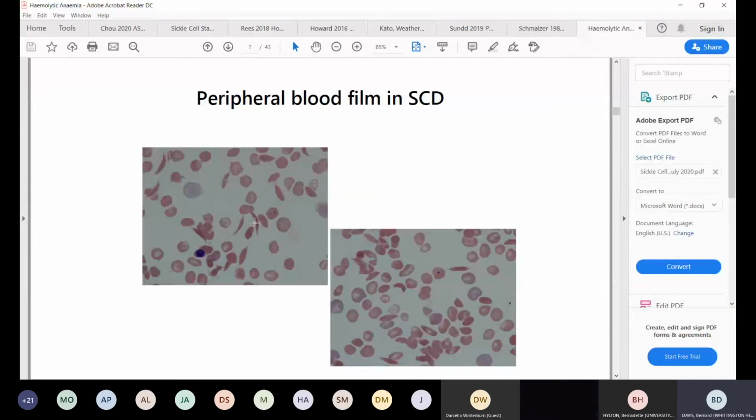We mentioned the sickle shape. This is just blood films from 2 patients showing the kind of cells that we'll call sickle cells. So some of them are a bit more boat-shaped, but they're still sickle cells.